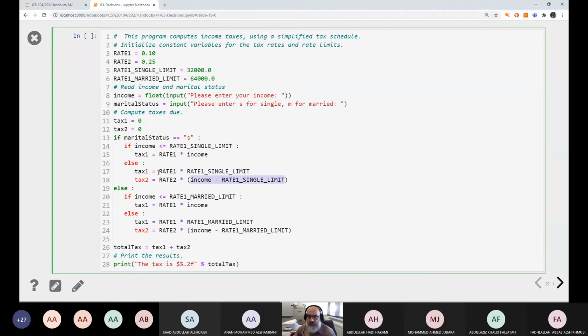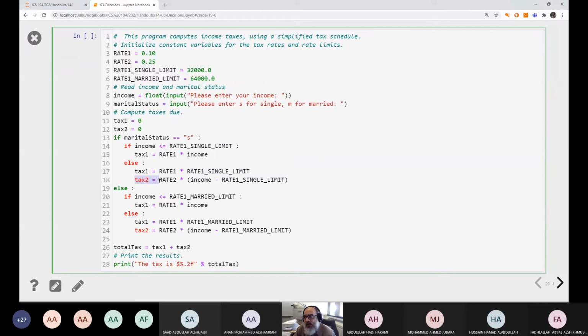Anybody has a question? Right. So now, can anybody tell me what will be the tax? So this is tax 1, this is tax 2. So what is the tax in this case? The addition. Tax 1 plus tax 2, right?